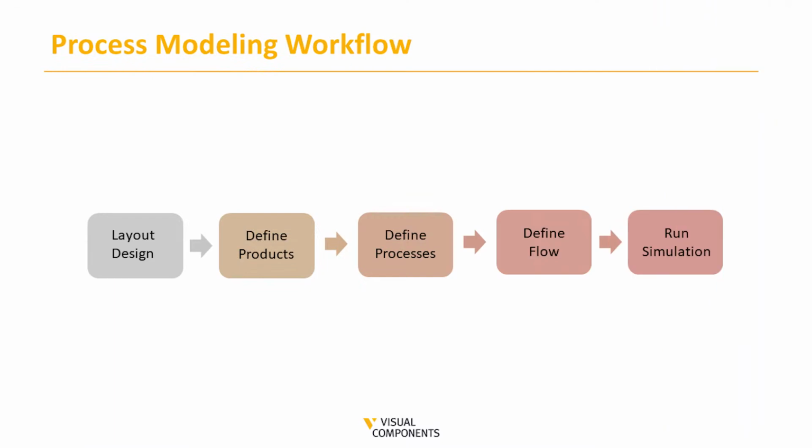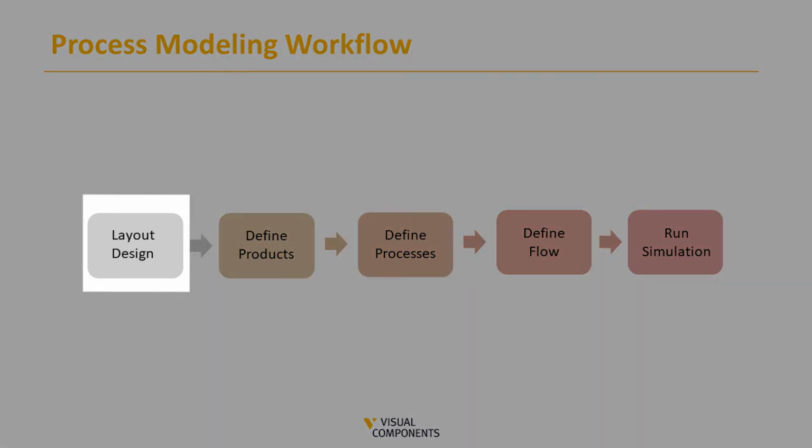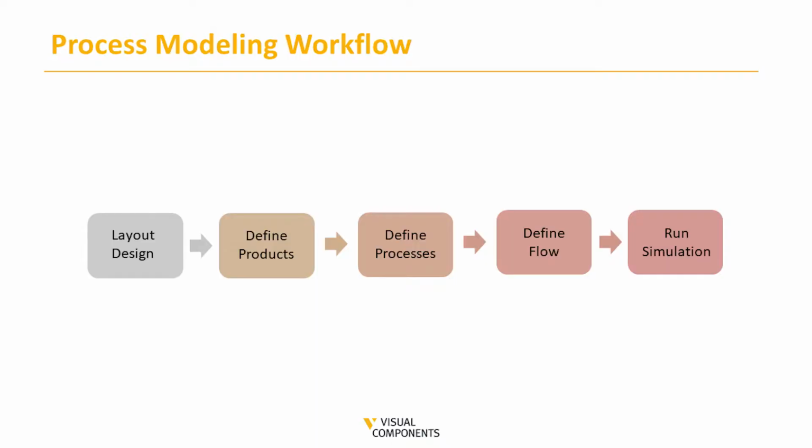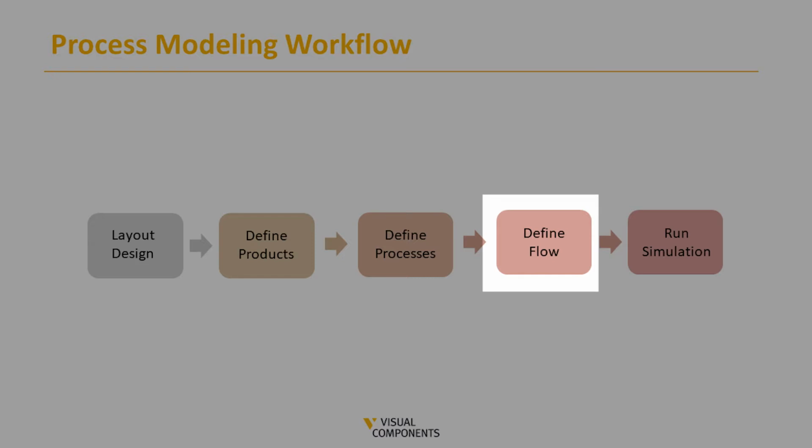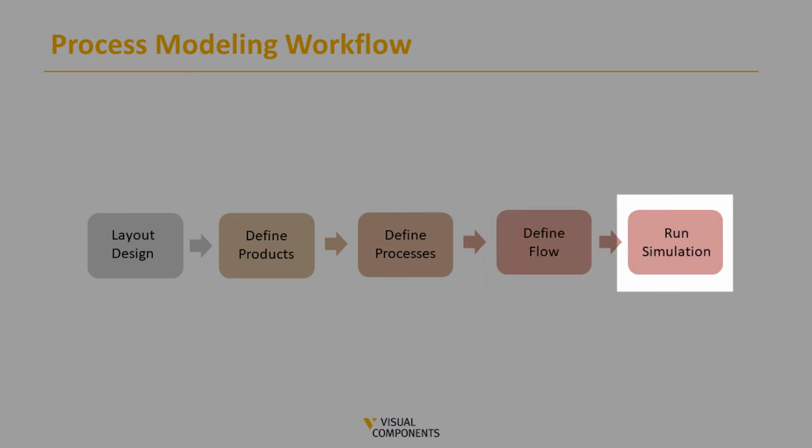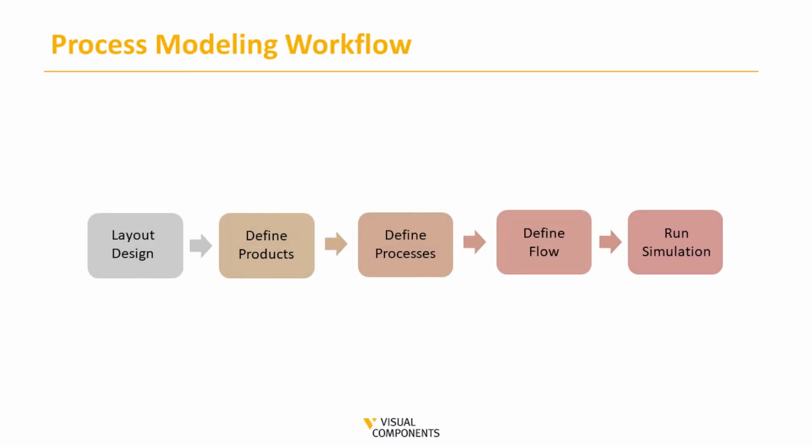So how does process modeling actually work? It is a 5-step process starting from building the static layout design. So you just bring in all the 3D elements together, plug and play them, but they don't really simulate. It's a static layout design. Then comes the process modeling part where you define products, processes, flows, and then you run the simulation to make sure all the systems work together in a virtual environment. So I will go through each of these steps while building a basic example together with you. So let's just bring in the software and start building that example.